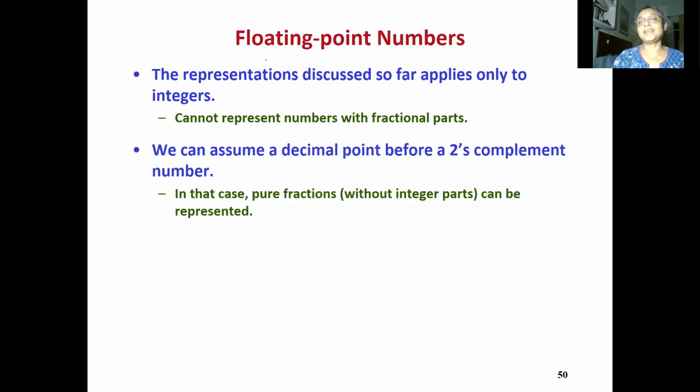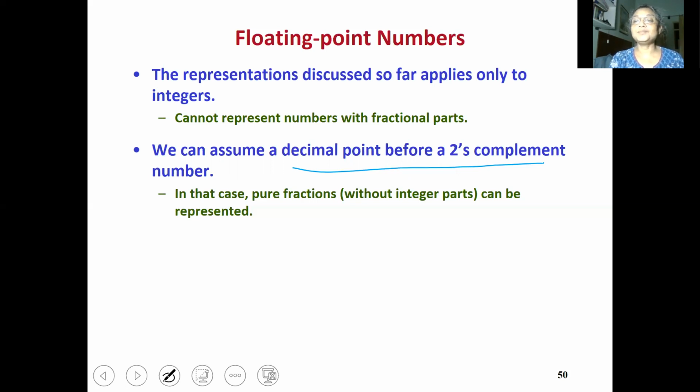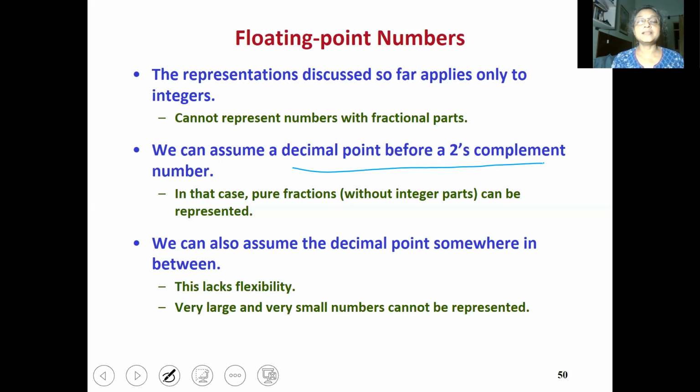Now, you could think of various alternatives. For example, you have to remember that in the computer, there are only 2 bits, 0 and 1. We do not have another symbol, which is the point. So the entire number has to be represented in terms of ones and zeros. If we want to use the decimal point notation, since we cannot use the point itself, we can assume a position for the point. So we can assume a decimal point before a 2's complement number. If we assume that, we can represent pure fractions but not mixed numbers.